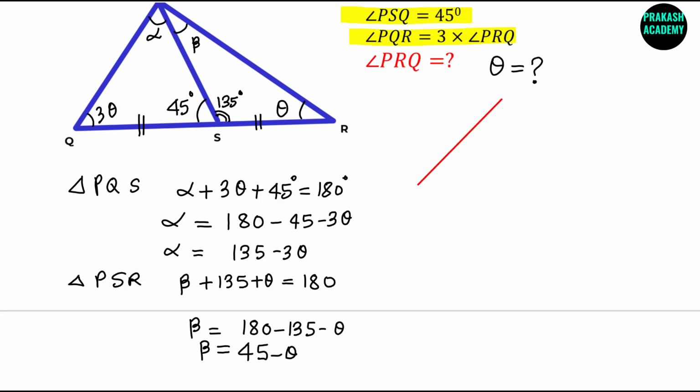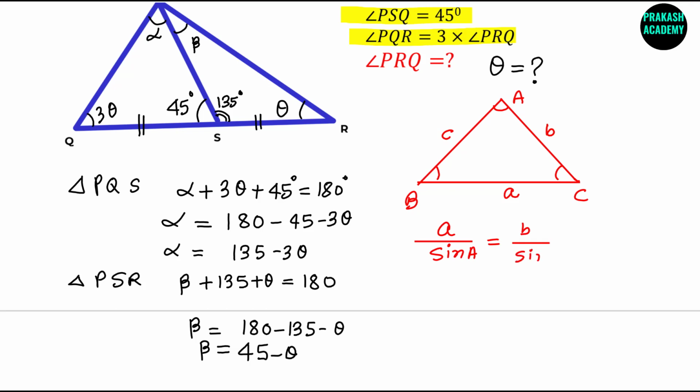So let us say you have a triangle ABC. In any triangle ABC, this is A, this is B, this is C. This side length is called a, this side length is c, and this side length is b. And this angle is A, this angle is B, this angle is C. So the sine rule says a by sine A is equal to b by sine B, which is equal to c by sine C. So this is the sine rule. Now I will use this sine rule for this situation.